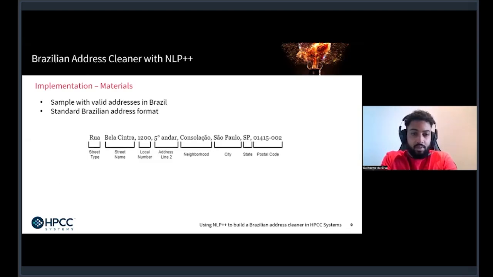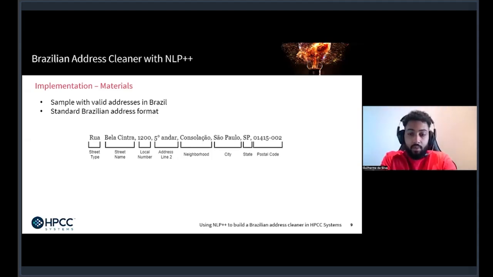So, about the materials used on this project, a sample with valid addresses in Brazil and within the correct standard was used to develop our analyzer. Brazilian addresses are composed of the street name with an address type at the beginning, which is equivalent to an avenue, street, or highway, for example. The number of the place. If the address given refers to a house, there is only one number to be informed, but if the place is an apartment, not only the number of the building must be present, but also the number of the block, if there is one.